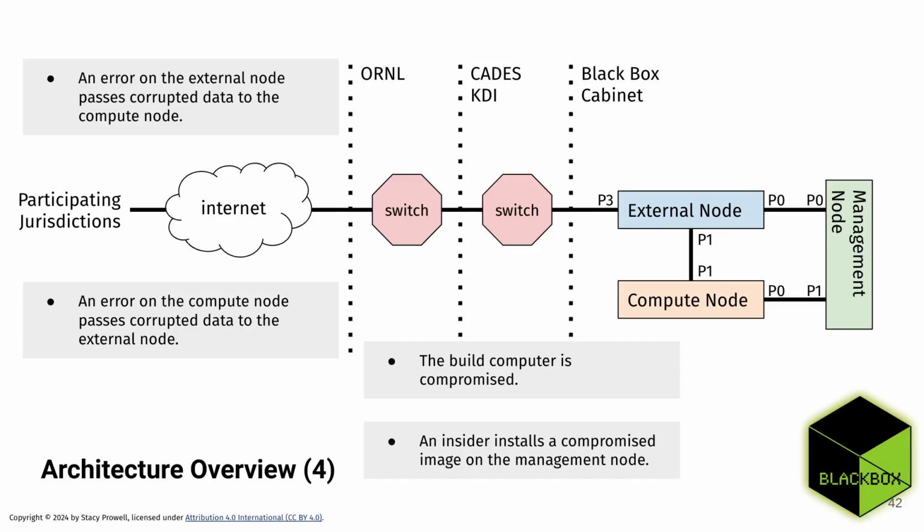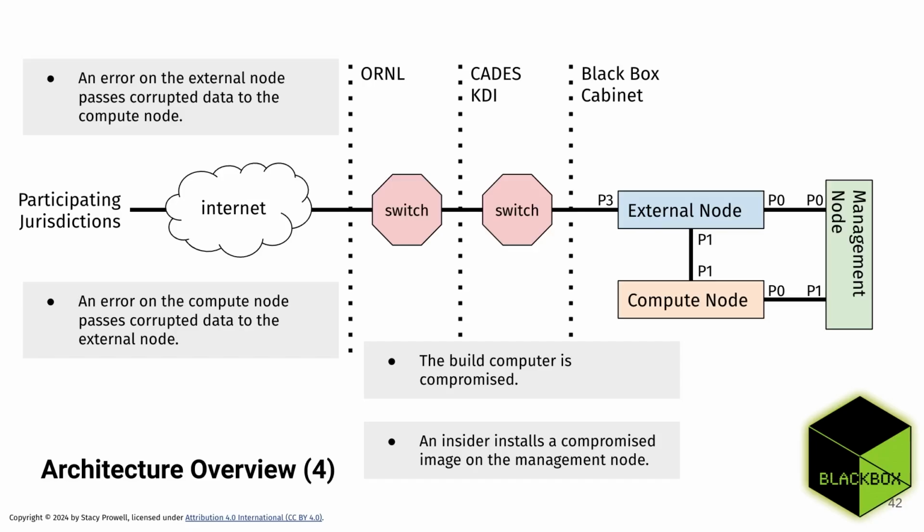We had a separate machine off the network sitting in my office at the lab, and that was the build computer. That's the one we used to build the images that the management node passed to the external compute node. It was sitting in my office, but Jeff Nichols is the one who knew the password to it, and we would get together and build these together before we were able to install them. So we had a two-person rule for that.